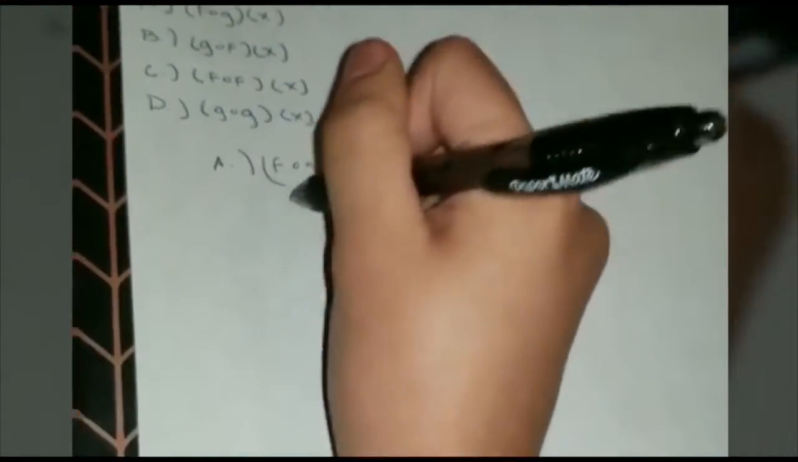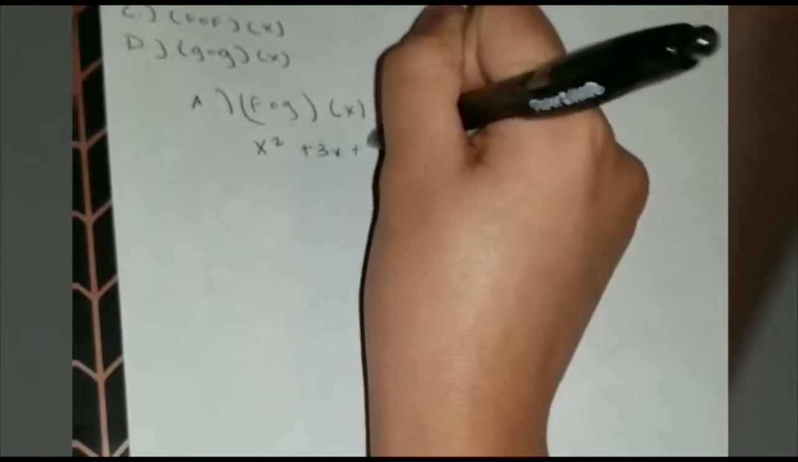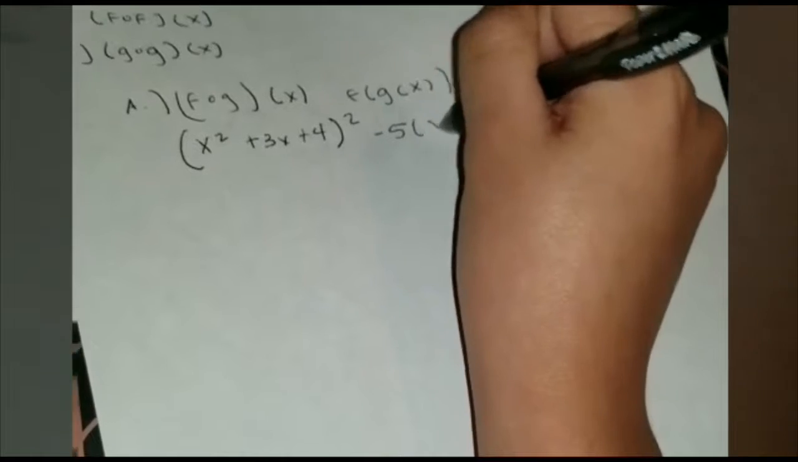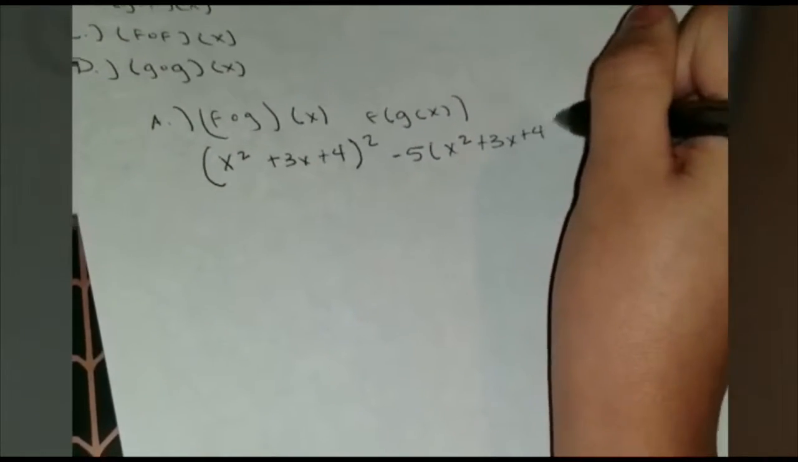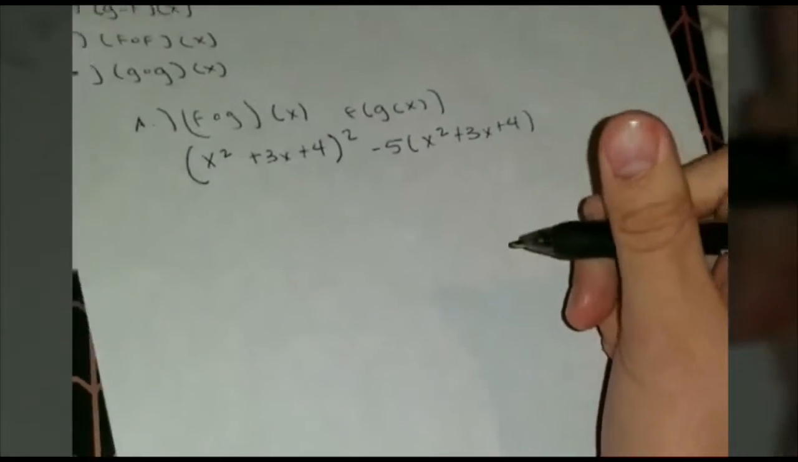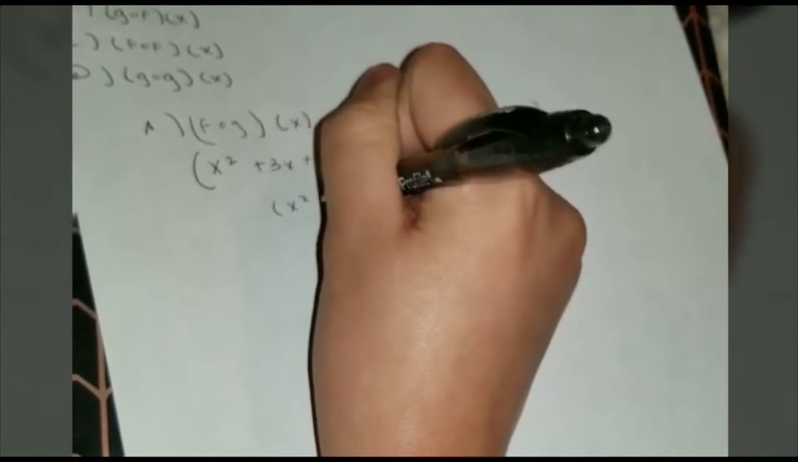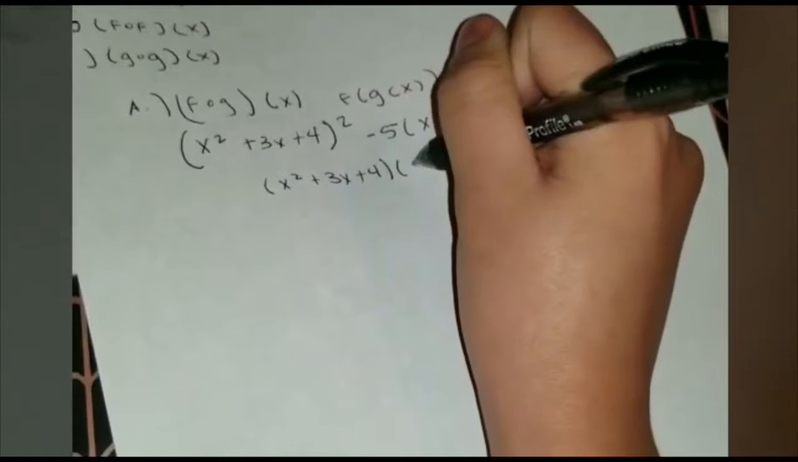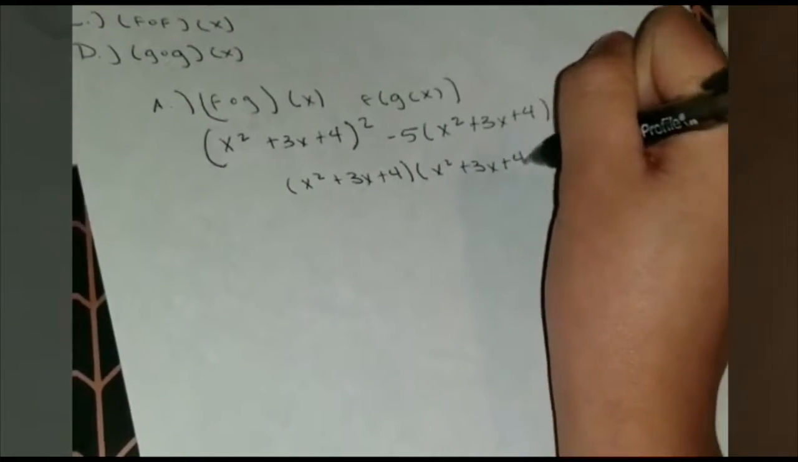Okay, so what we're going to do is f of g of x, and you're going to plug in g of x inside of f of x. So it's going to be x squared plus 3x plus 4 squared minus 5 parentheses x squared plus 3x plus 4. And then from there, you're going to do the FOIL method for x squared plus 3x plus 4 times x squared plus 3x plus 4.